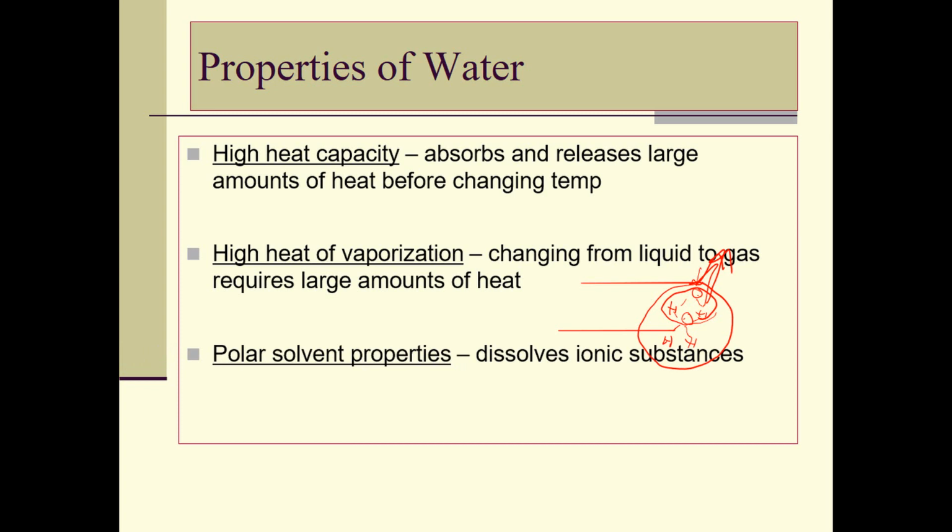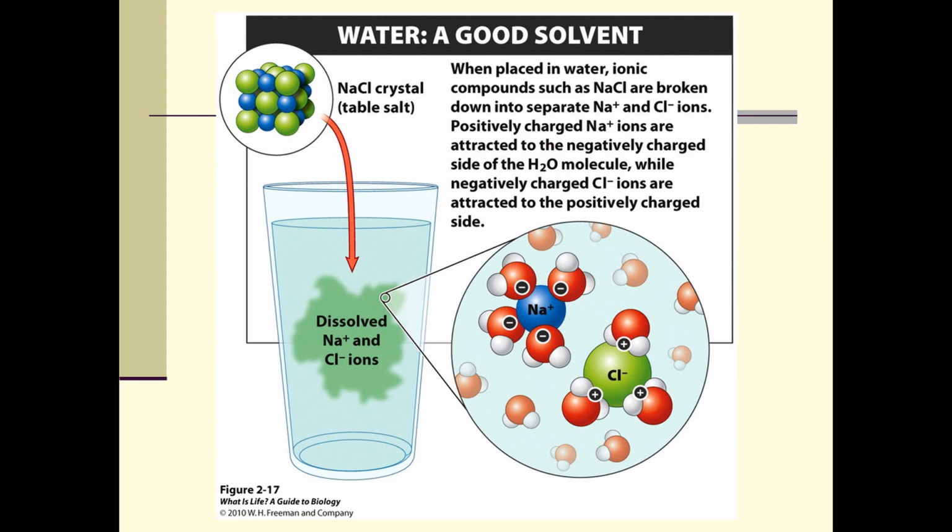Polar solvent properties. You remember what a solvent is. It is the dissolving medium. And this is that like dissolves like. You already know oil and water don't mix. Why? That's because oil is nonpolar, water is polar. So if something is going to dissolve in water, it has to be polar. And here's an example. The reason why salt dissolves is because salt is polar. It has a charge. Don't get confused between a polar bond versus something that is polar. So this is polar because it has a charge, even though it was an ionic bond.